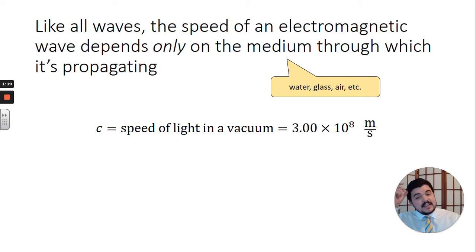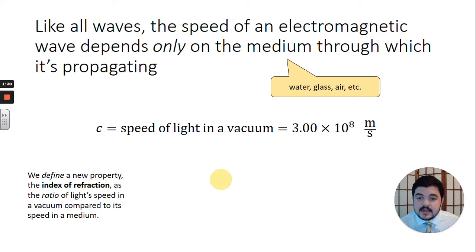So a reminder that c is the speed of light in a vacuum. That is, in the absence of any matter, light can propagate at 300 million meters per second. However, that's the speed in a vacuum. We're going to define a new property now to figure out how fast light moves when it's in a medium. It's called index of refraction.